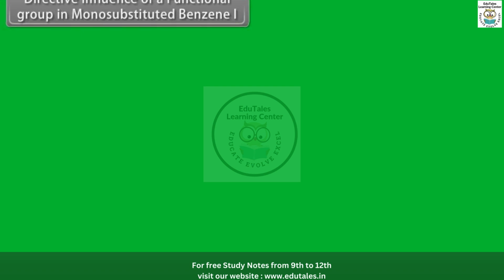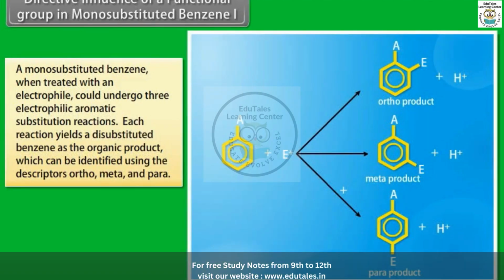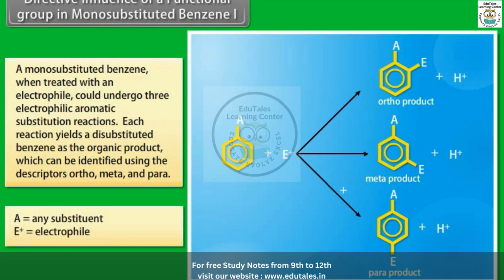Directive influence of a functional group in monosubstituted benzene 1. A monosubstituted benzene, when treated with an electrophile, could undergo three electrophilic aromatic substitution reactions. Each reaction yields a disubstituted benzene as the organic product, which can be identified using the descriptors ortho, meta, and para. A equals any substituent. E plus equals electrophile.